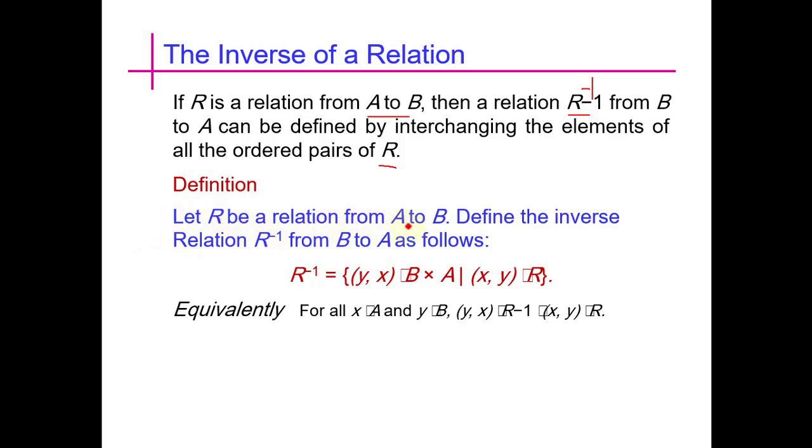Let R be a relation from A to B. Define the inverse relation R inverse from B to A as follows. R inverse is equal to {(y, x) belonging to B cross A such that (x, y) belongs to R}. Or equivalently, for all x belonging to A and y belonging to B, (y, x) belongs to R inverse if and only if (x, y) belongs to R.